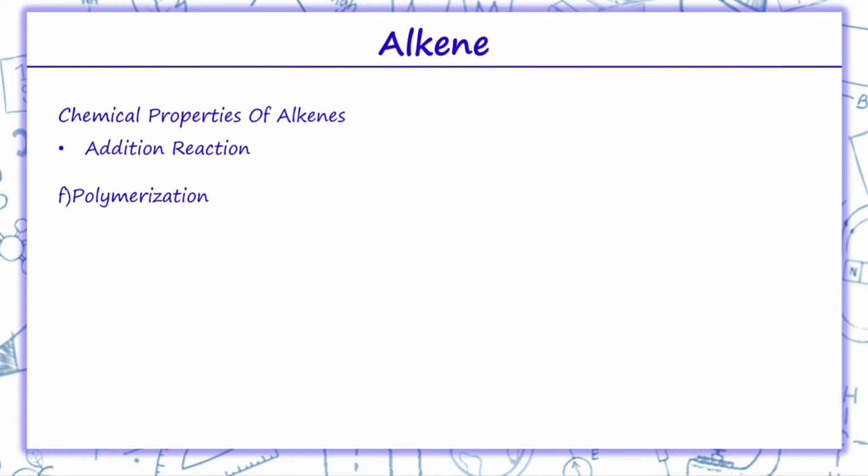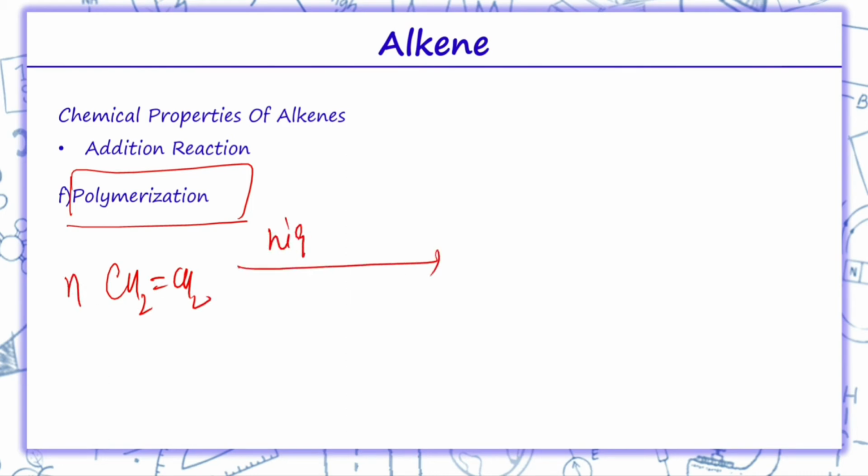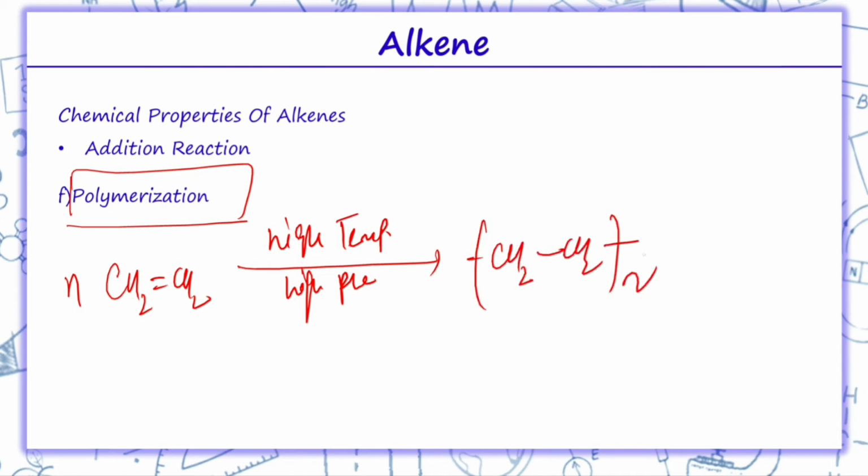The last one is polymerization. Polymerization is a process by which simple molecules join together to form a large molecule, like CH2=CH2 under high temperature and high pressure. Simple molecules join together, thus they form a polymer. So this reaction is known as polymerization.